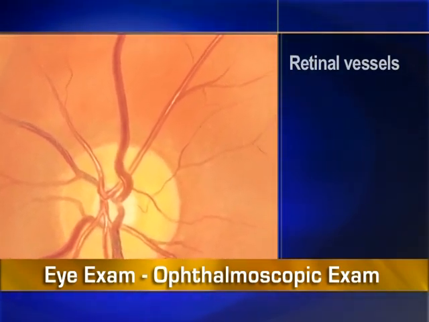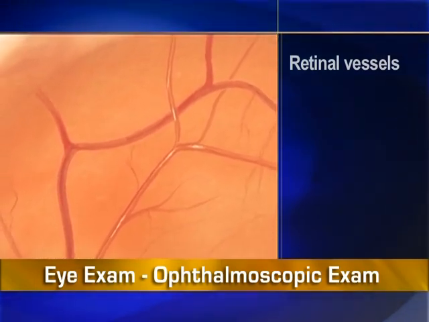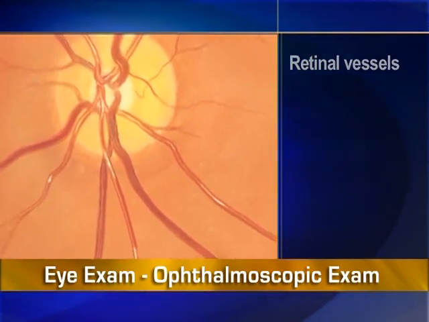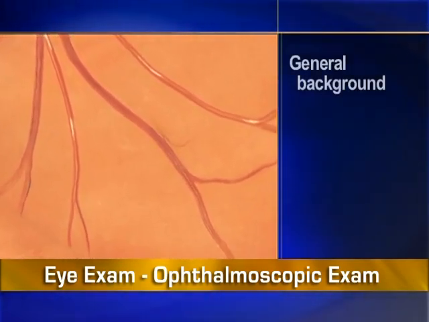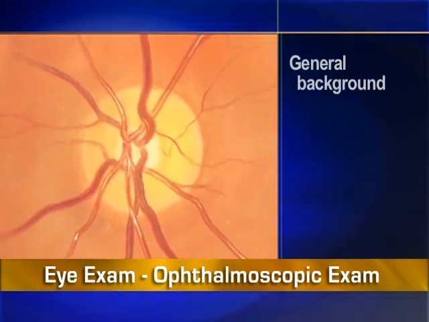The artery should be brighter red and narrower than the vein. As the vessels reach the periphery, they should grow thinner and show no AV nicking or crossing. The general background should appear reddish-brown and clear, with no lesions.